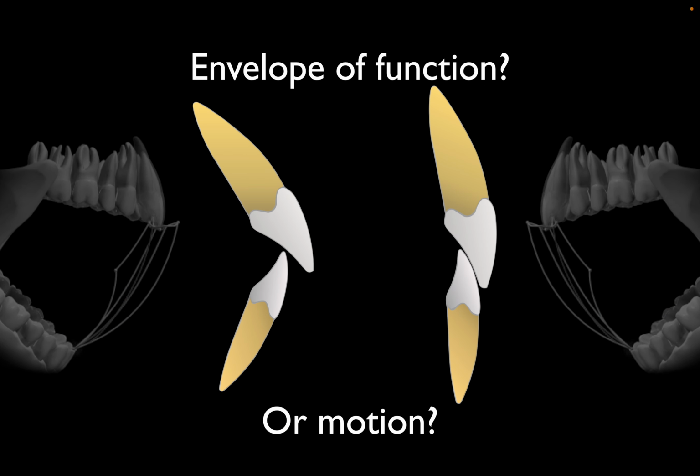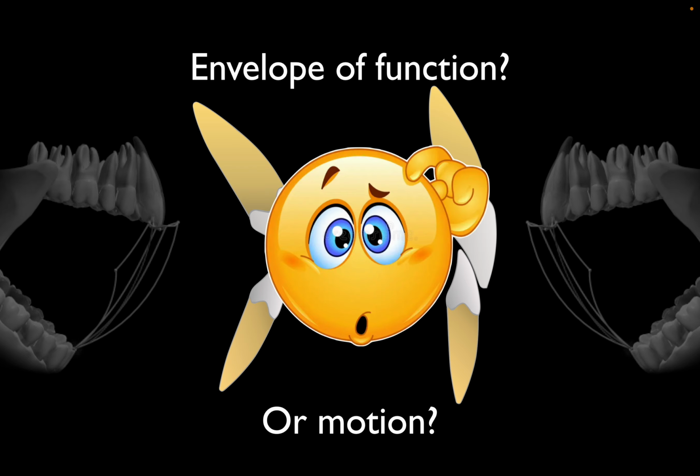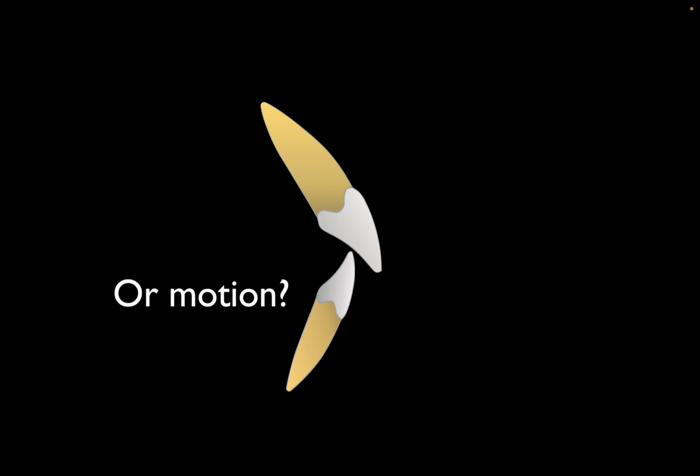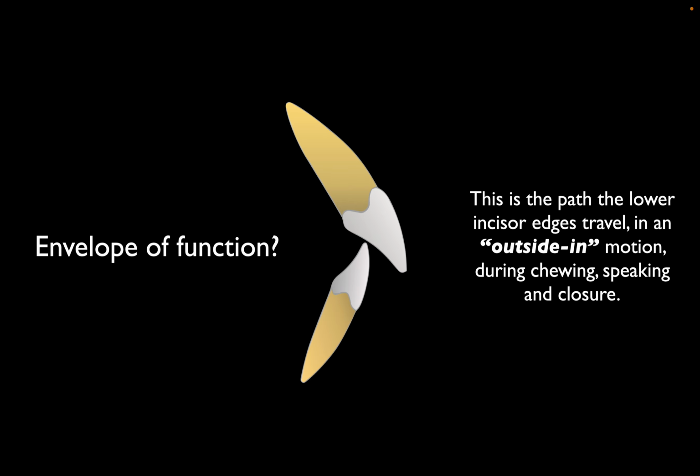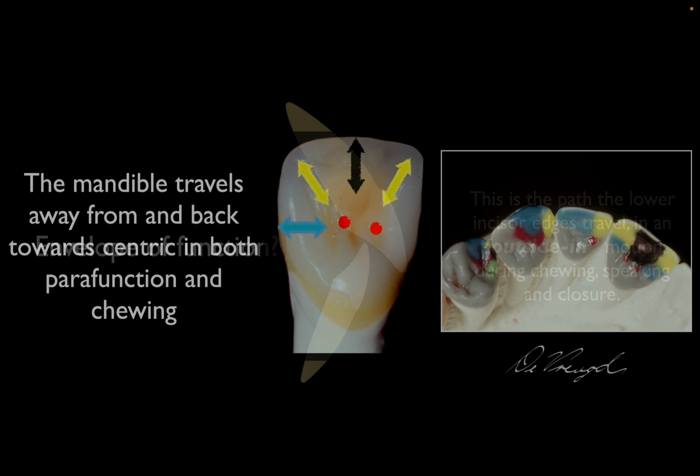So there are a couple of terms that are out there that are kind of confusing. Envelope of function, or is it the envelope of motion? And even I find this confusing. So I'm going to give you my take on this, and hopefully it'll be a little bit clearer to you. Envelope of motion is basically anterior guidance. This is an inside-out movement, and it's designed to separate the posterior teeth. Understand, this is a border movement. Now, envelope of function is the path that lower incisors will travel in an outside-in motion, and this occurs during chewing, speaking, and closure. So envelope of function occurs within the envelope of motion.